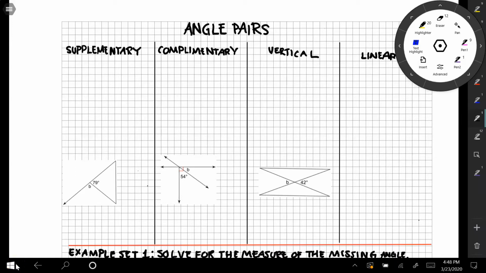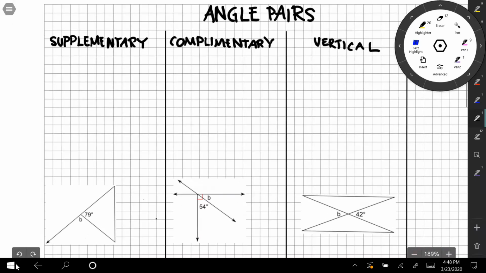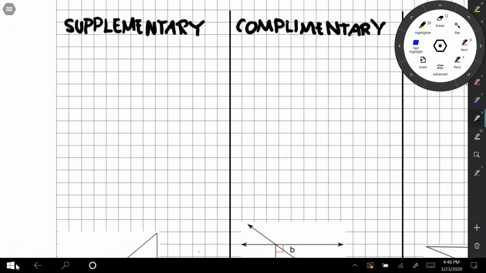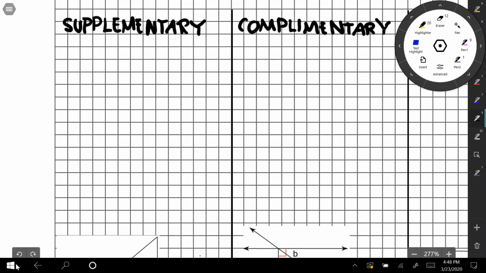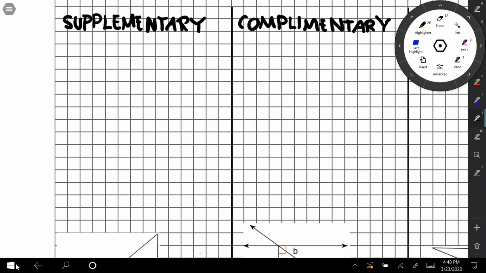Alright guys, so today we're going to be talking about angle pairs. We're going to talk about four specifically: supplementary, complementary, vertical, and linear pairs. Alright, so we're going to start with supplementary angles. I'm going to give you guys a quick definition, some examples, a picture, and then an example. So then we should be good.